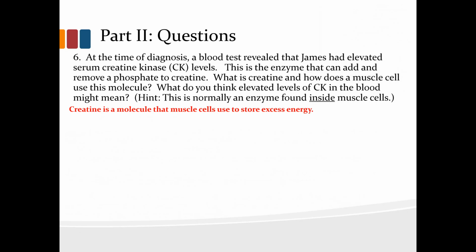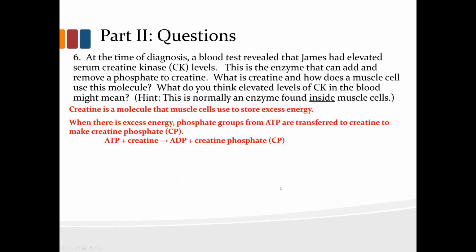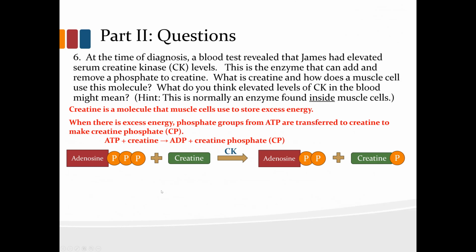So creatine is a molecule that muscle cells use to store extra energy. When you have excess energy, phosphate groups from the ATP are transferred to the creatine to make creatine phosphate. So here's the formula. ATP plus creatine gives you ADP and creatine phosphate. And if we look at it in a picture form, we have ATP and creatine. We take one of the phosphates from ATP, we stick it onto the creatine to make creatine phosphate, and then that leaves us with ADP, and CK is the enzyme that does this.